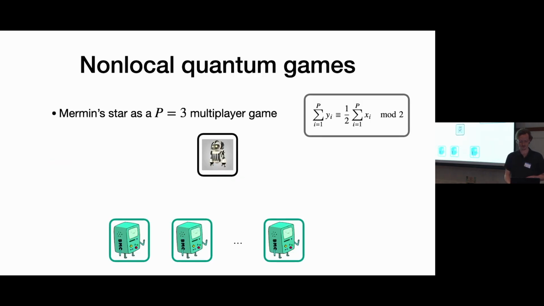Okay, cool. And you can use these neat little algebraic games to create a multiplayer quantum game. So here I'm going to use this magic star to make a 3-player multiplayer game where there's a referee and 3 players. I have the dots in here because you can generalize this p equals 3 to any number, but we're going to use the p equals 3 one for most of this because it's the simplest one that's sort of non-trivial.